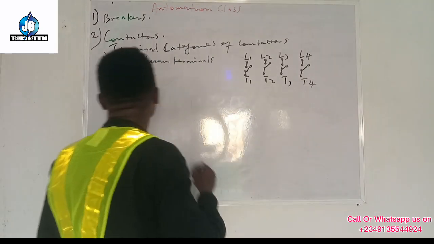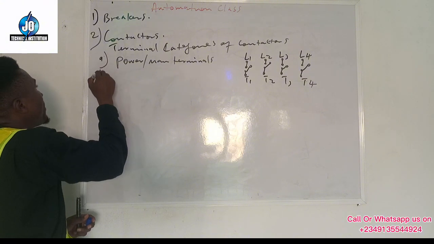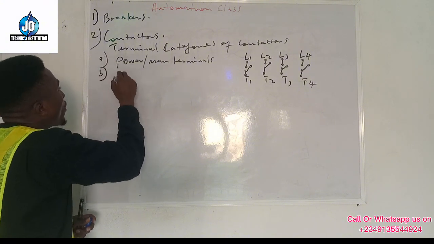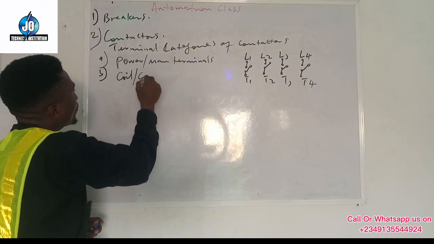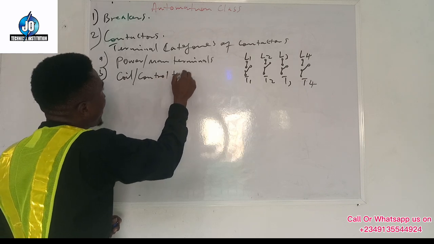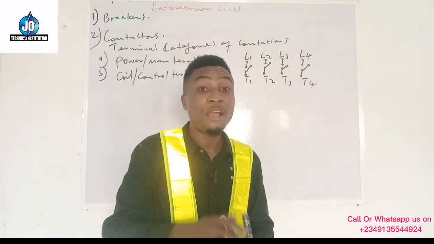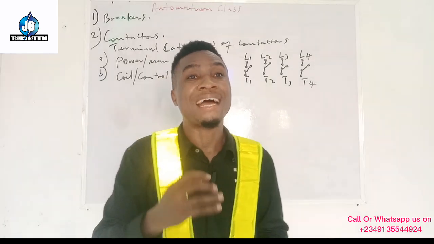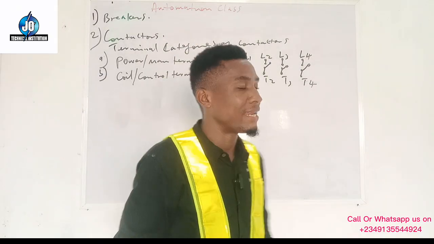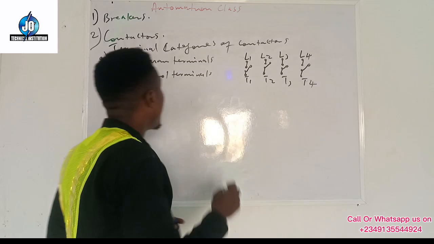Then the second terminal of contactor, which we call number B, is the control, or you call it the coil or control terminals. The coil or control terminals of contactors are the terminals that you must supply current to before the contactor can energize and function automatically, and they are labeled A1, A2.